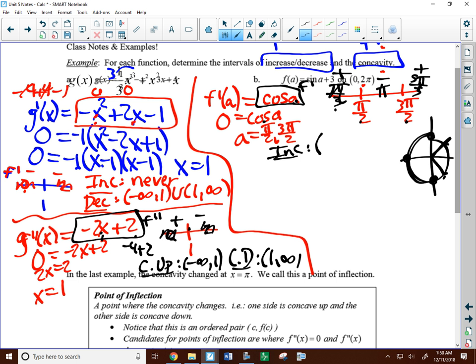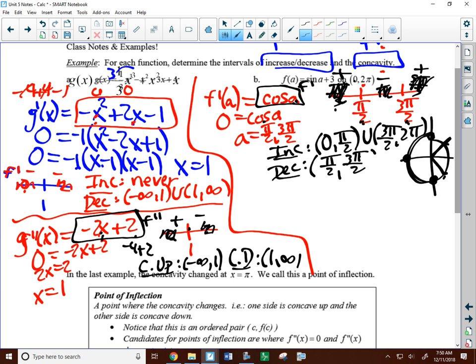Okay, so then we can write down where it's increasing and decreasing. I'm gonna get rid of these test values. It's increasing where it's positive. Now this was not negative infinity, it was 0 where we started. So 0 up to pi over 2, union, and then we jumped over here, 3 pi over 2 to 2 pi. And then it's decreasing where it's negative, so that would be pi over 2 to 3 pi over 2. Okay.